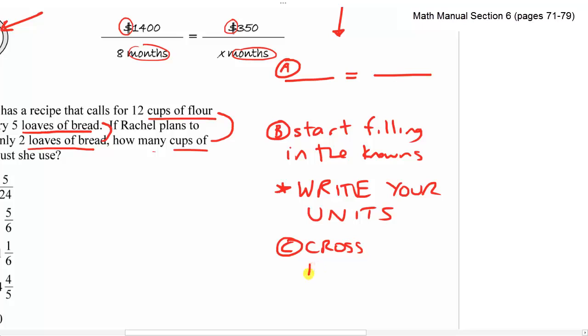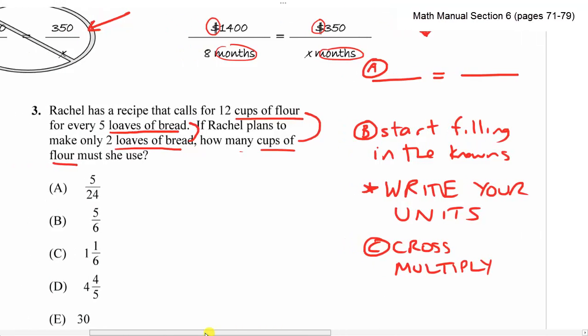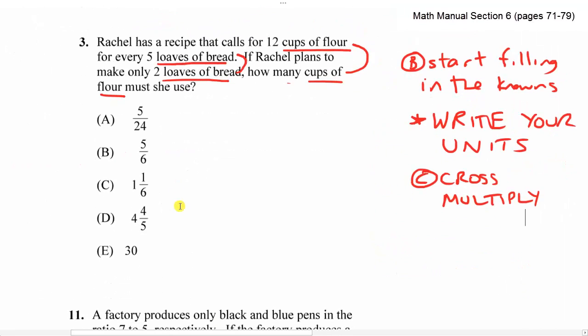That's pretty much always the way we end up ultimately solving a proportion. So on number 3, most of you can probably do this on your own, and if you can and you want to, pause the video. I'm going to go ahead and do this right now.